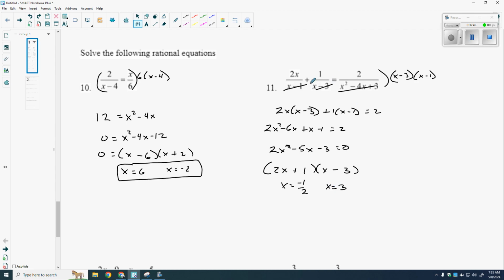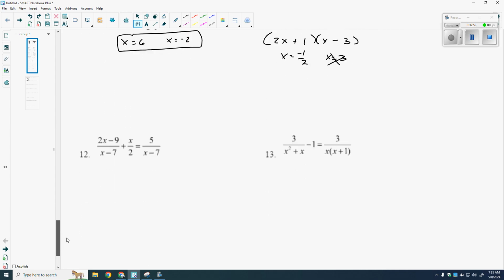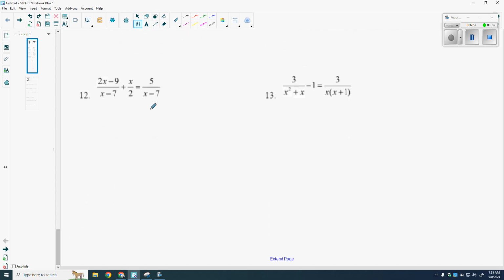Going back to my original equation, x cannot be 3 because it makes the denominator 0. That one goes away. All right, common denominator, 2(x minus 7). The x minus 7's cancel, and I get 2 times that, which would be 4x minus 18. The 2's cancel, I get x minus 7 times x, which would be x squared minus 7x. The x minus 7's cancel, I get 2 times 5, which is 10.